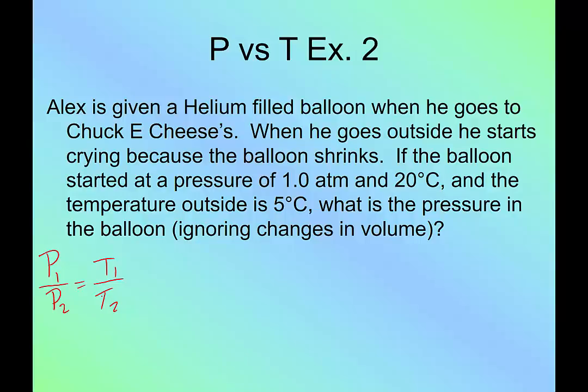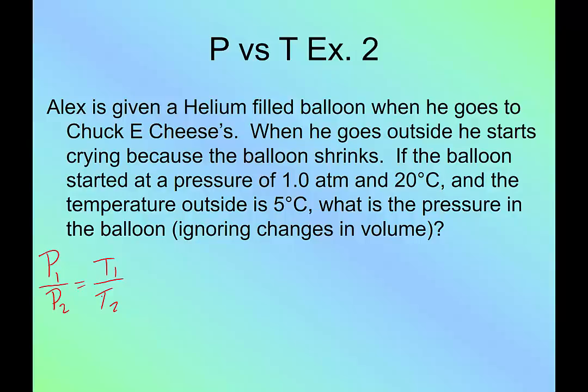Alex is given a helium-filled balloon when he goes to Chuck E. Cheese's. When he goes outside, he starts crying because the balloon shrinks. Why? There's a lot of gas laws involved here. If the balloon started at a pressure of 1 atmosphere and 20 degrees Celsius, and the temperature outside is 5 degrees Celsius, whoa, that is a cold day. Because think about it, 0 degrees Celsius is the freezing point of water. So it's just barely above freezing. And the temperature outside is 5 degrees Celsius.